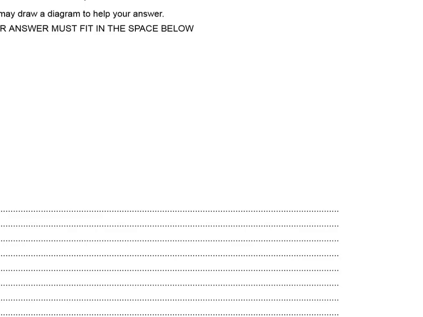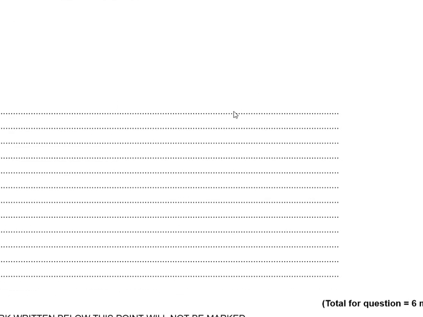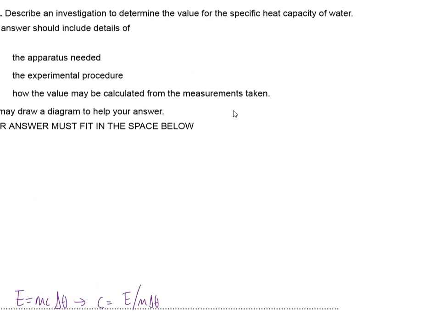So what we're going to do first of all, we're going to solve the equation. So the equation is energy equals m c delta theta. And we're looking for the specific heat capacity. Rearrange it. So c equals energy over m delta theta. Now we're going to add a diagram there to help us out.